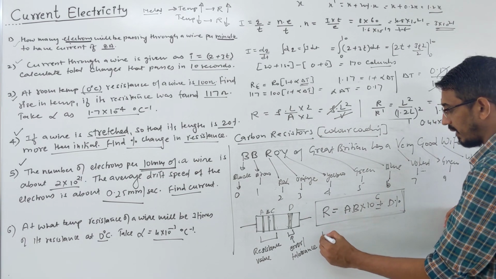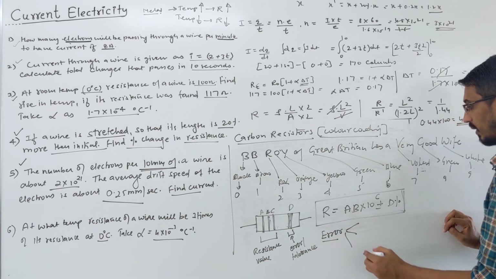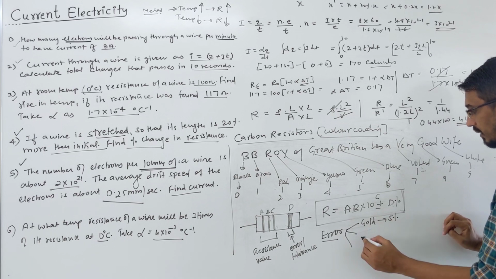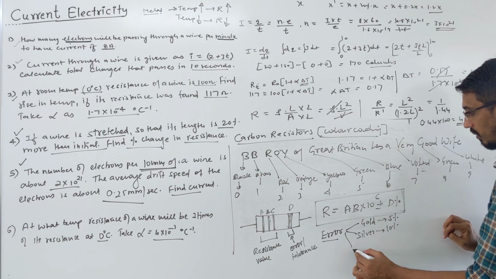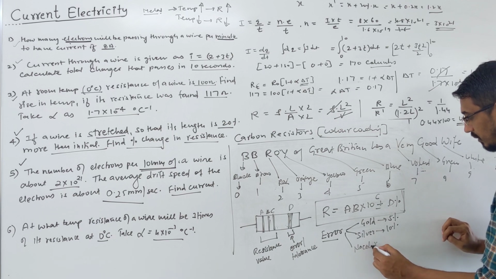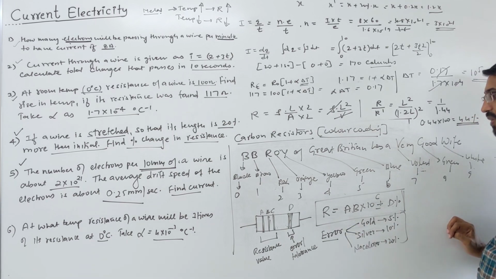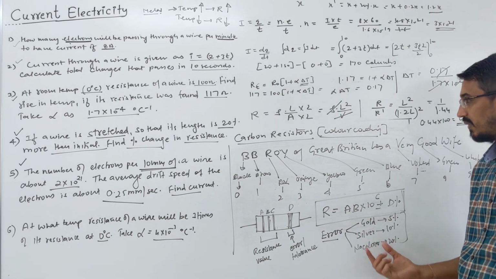For the D strip we have 3 colors only, right? Everybody knows them. Gold color means 5%. Silver color means error is 10%. Or there is no color. If no color is given, then the error is 20%. So the 4th strip tells you the error. Hope you understand this formula for writing the resistance of any given resistor.